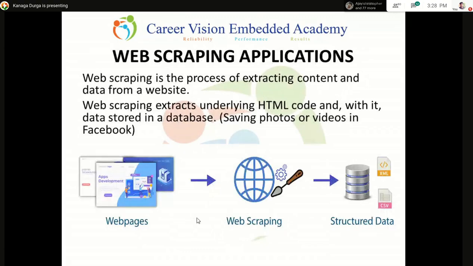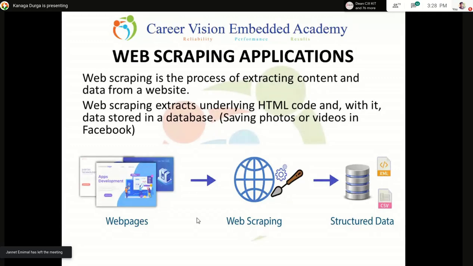Another important application of Python is web scraping. Say you have a website, and you want to download or view the data in that website, like from which server the website works, or from which server the data is being uploaded, what kind of code they have written. We'll access the underlying HTML code, and with that we'll access the database in which all these data are stored. This is known as web scraping.